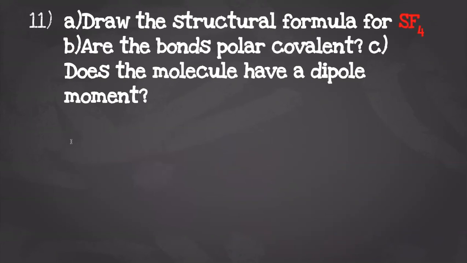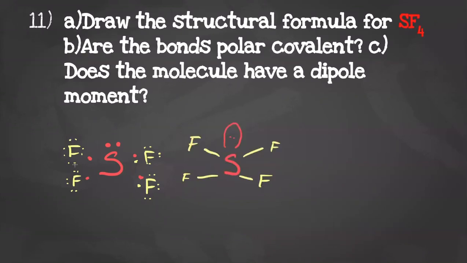So let's draw our dot structure. It should look something like this. And again, dot structures aren't going to be that helpful, so we have to draw it in its 3D form. Looking at our molecule, our fluorines across from each other are going to cancel out, and the only one that's going to be left remaining is going to be our lone pair.